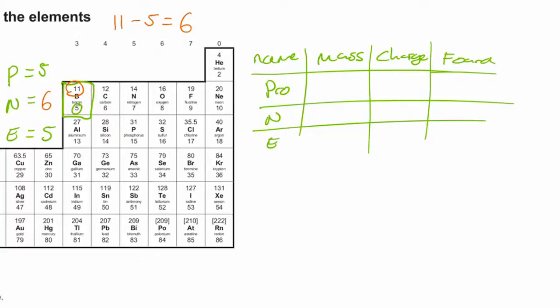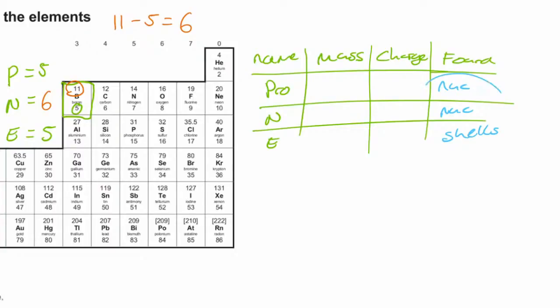Okay, so hopefully that went well. What I'm going to do first is look at where they're found. Protons and neutrons are found in the nucleus of the atom. The electrons are then found in the shells, so that means they're going to be on the outside of the atom. Now I'm going to look at the mass.